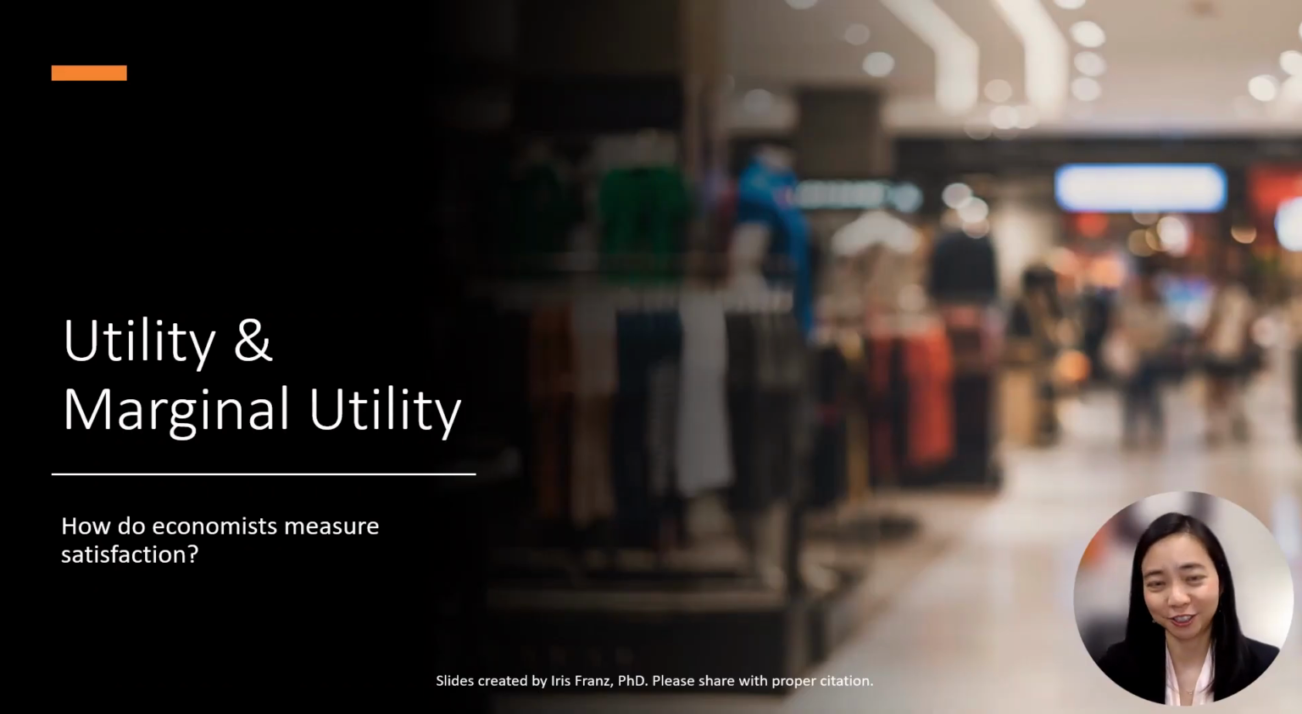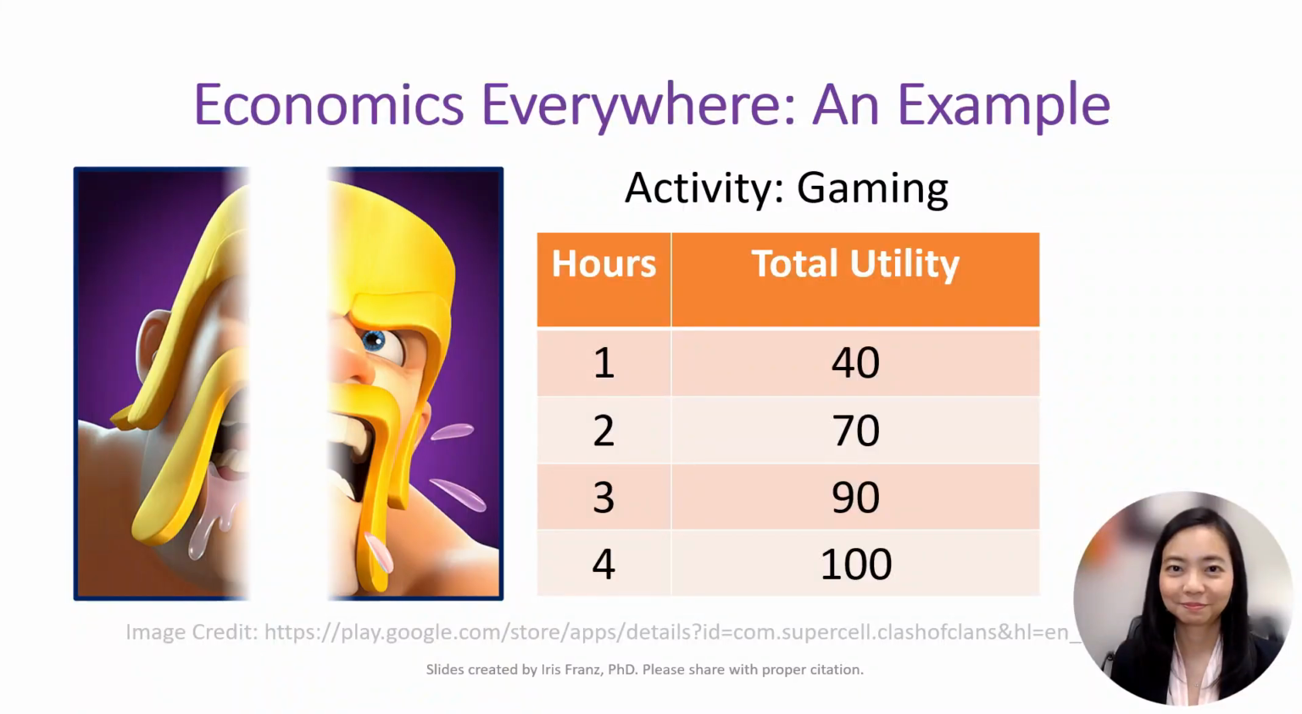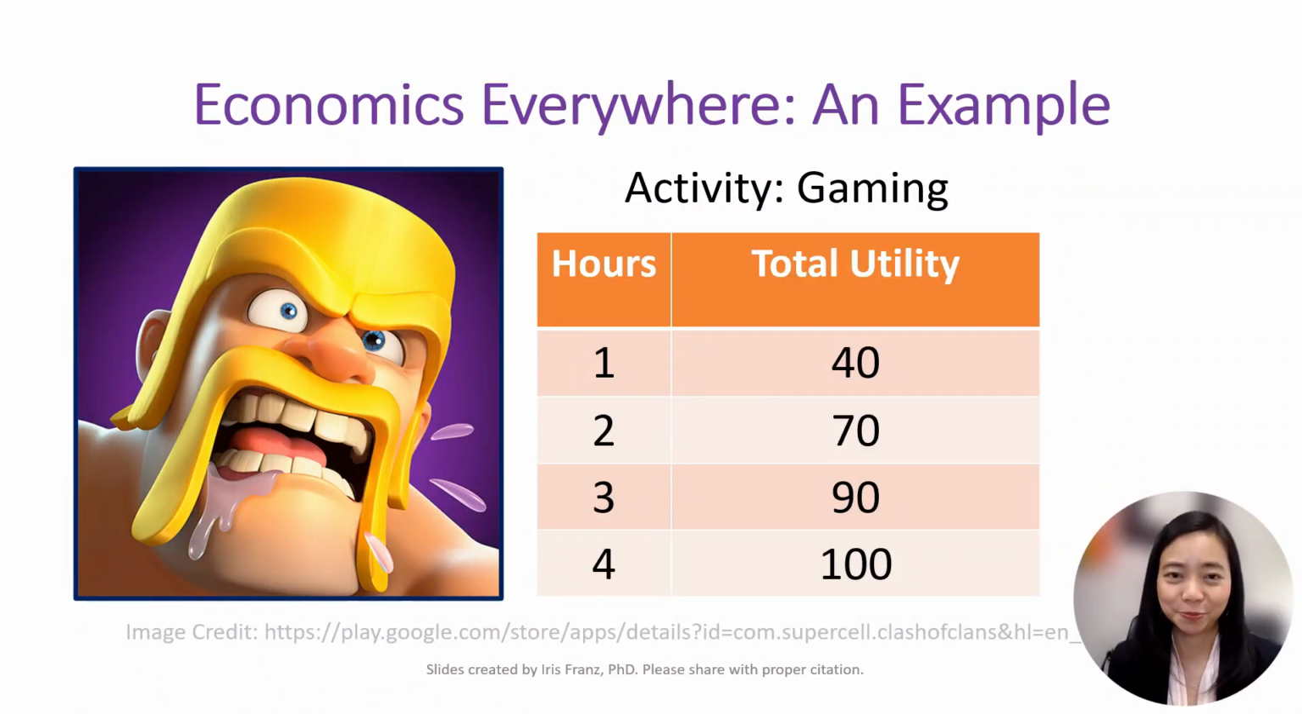First, some terminologies. Economists use utility and marginal utility to measure satisfaction. Let's start with an example.